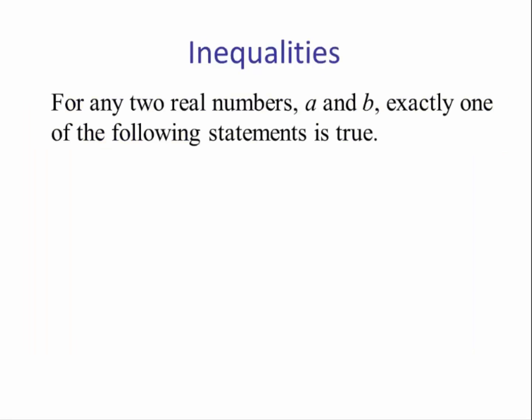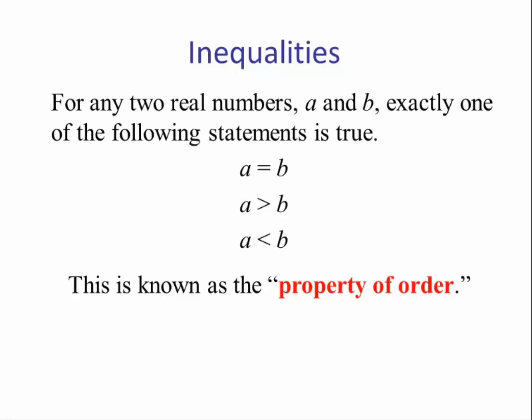For any two real numbers, a and b, exactly one of the following statements is true: either a equals b, a is greater than b, or a is less than b. This is known as the property of order.